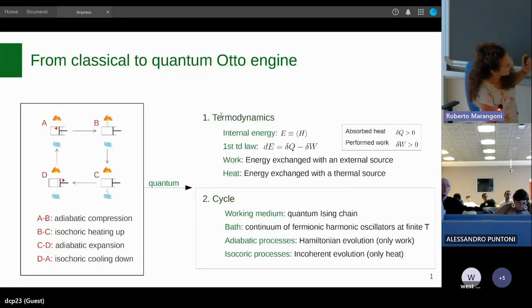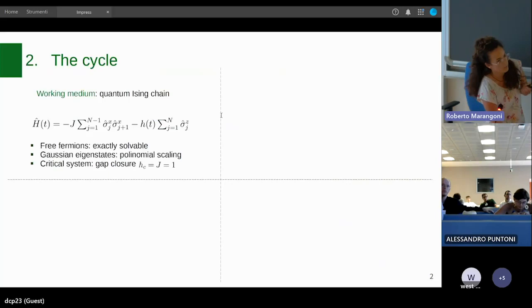Let me give more details on the cycle, because it's the most important part of this talk.